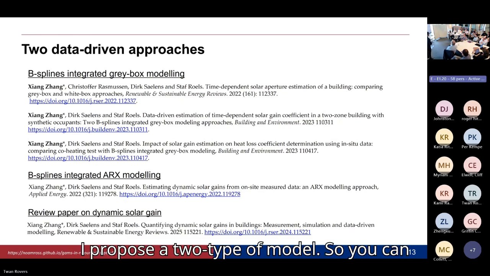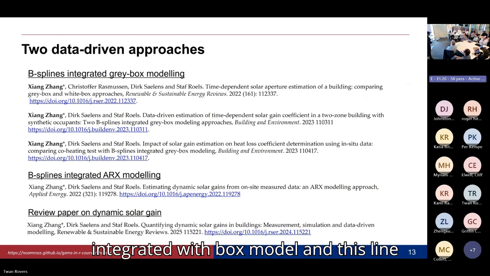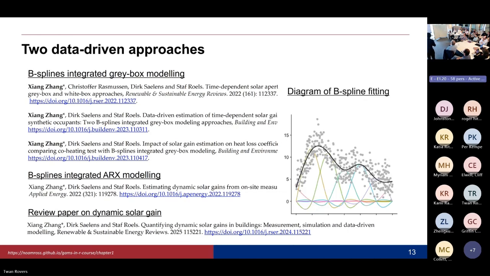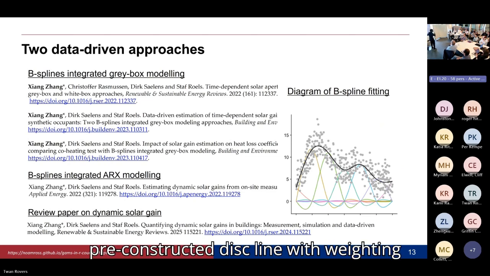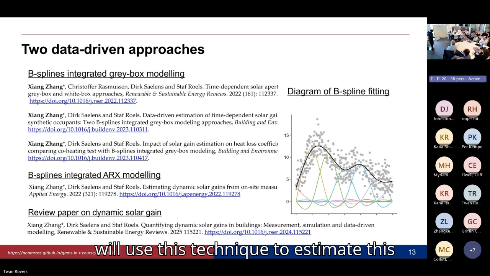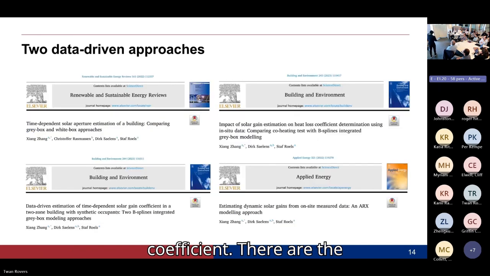You will see I proposed two types of model. You can see this line always. This line integrates the gray box model, and this one integrates the ARX model, and all the presentations are reviewed in the paper recently published. So this is the B-spline fitting, by the way. It can use the pre-constructed B-spline with weighting factors, sum them up, and get the main trend of this curve. We will use this technique to estimate this curve to represent the dynamic solar gain coefficient.